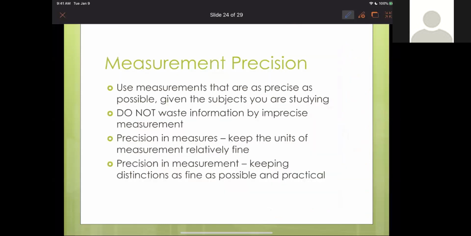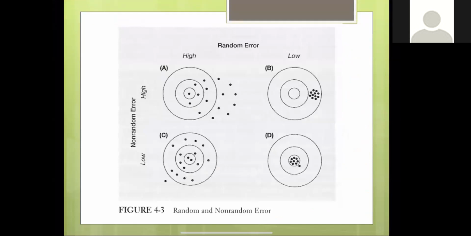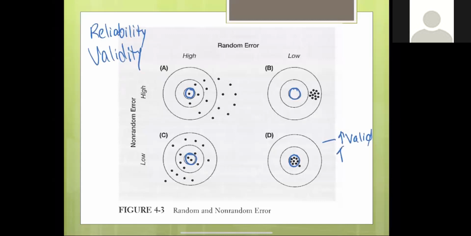Here's another version of the visualization idea. We have different types of error here, and again, we're talking about reliability and validity. The center circle is always a valid measure, so what we have here is obviously high validity and high reliability.